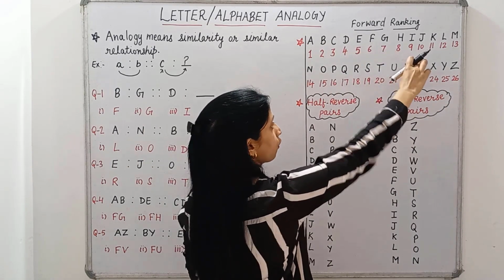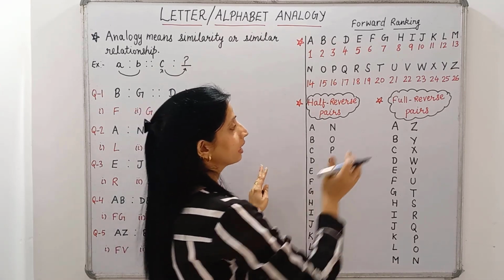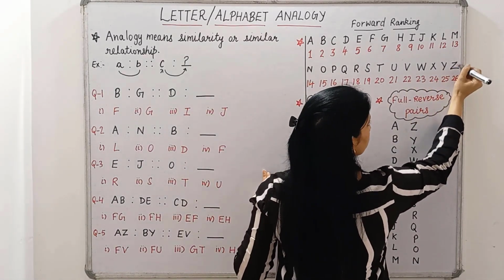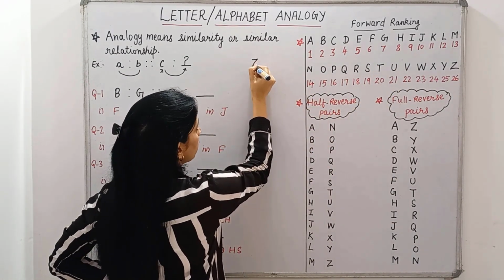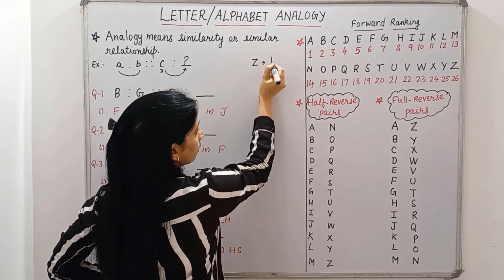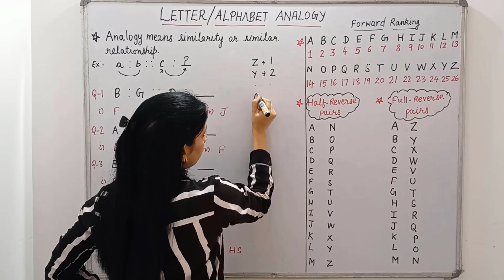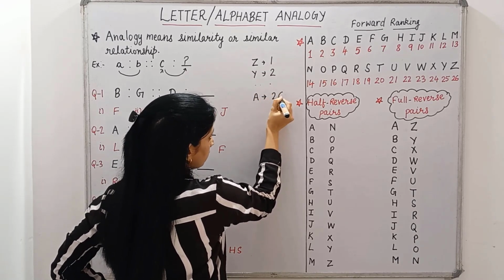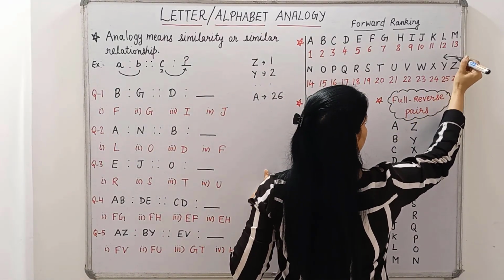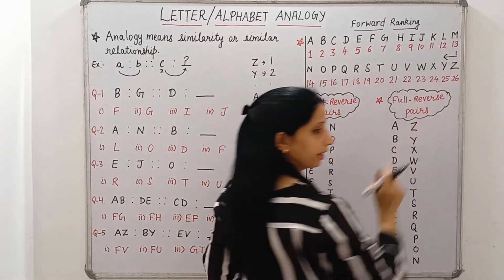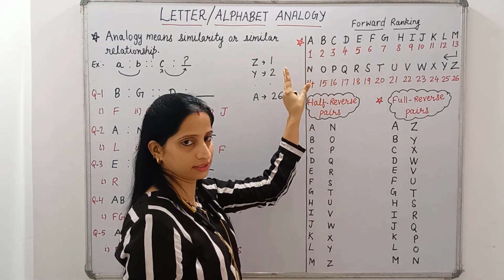So this is known as forward ranking of the letters. Now in a few questions you will see that the backward ranking will also be used. So in that the letters will occur at the backward. This means Z will come at the first place. Okay, Y will come at the second place, and similarly A will come at the 26th place. Means when we move in the backward direction, if I write 1 above Z, then A will come at the 26th place. So that is backward ranking of the letters.